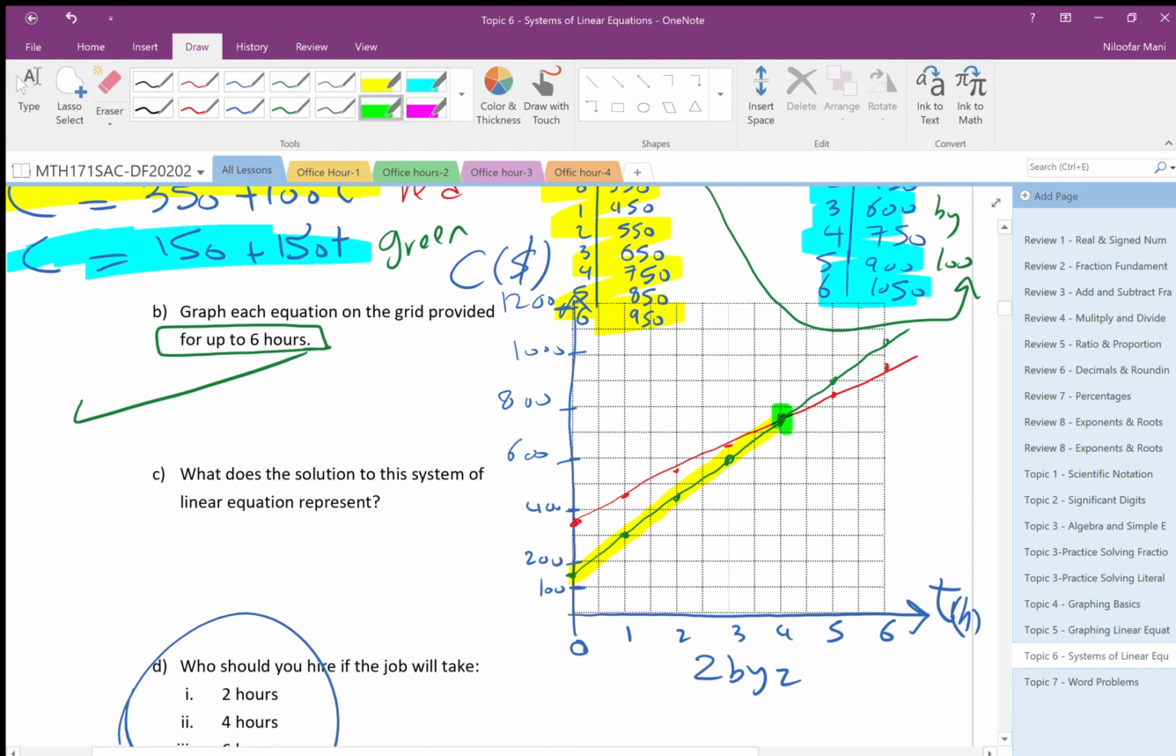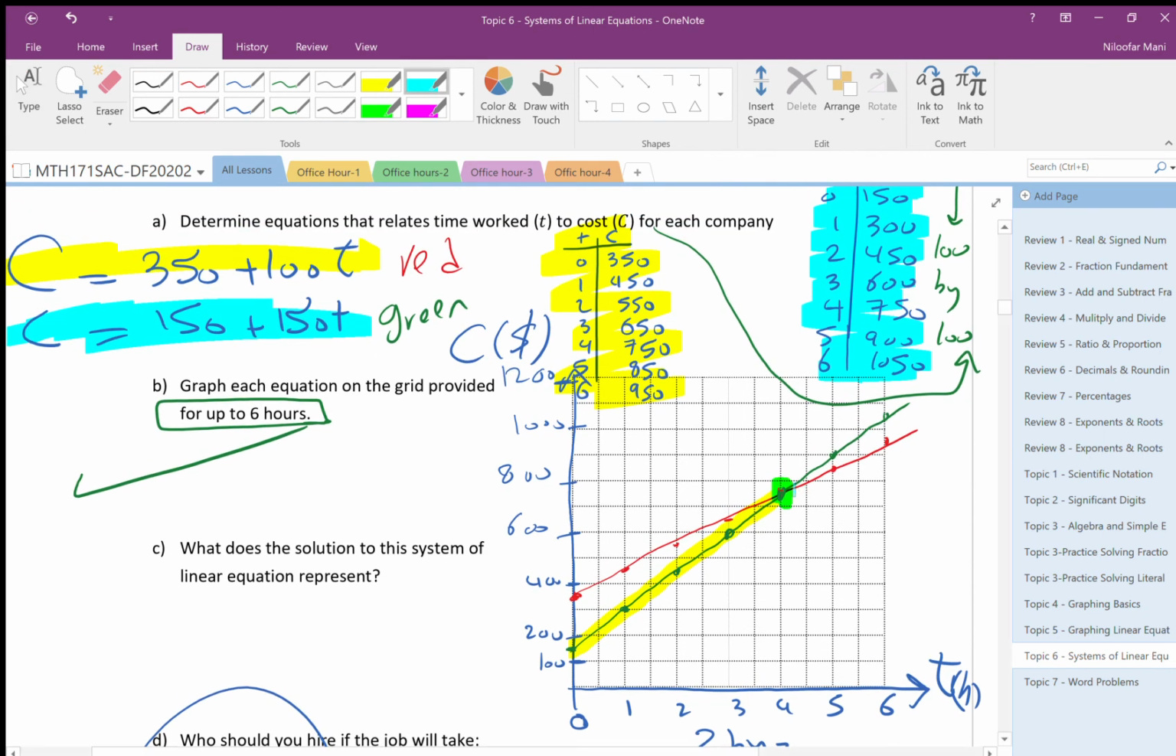And then when I look at after 4 hours, if I have 5 hours, if I have 6 hours, then I see the red one is lower, so I have to go with the red one. So look at that. For 5 hours, that's 850, and for 5 hours, that's 900. So the yellow one is good now. For 6 hours, that's 950, and for 6 hours, the other one is 1050. So the yellow one is good now.